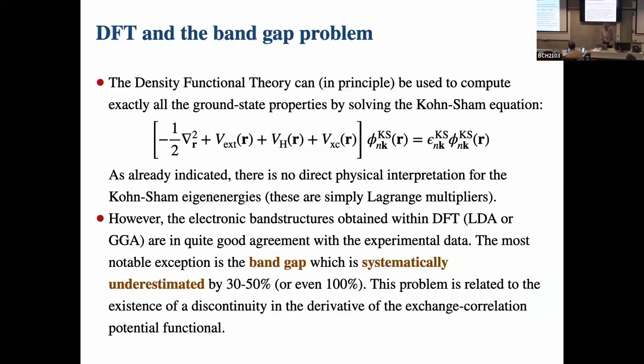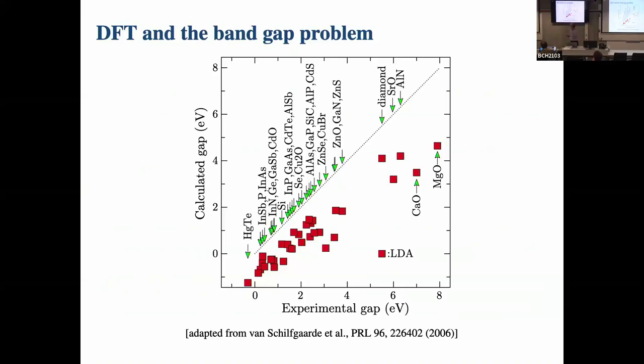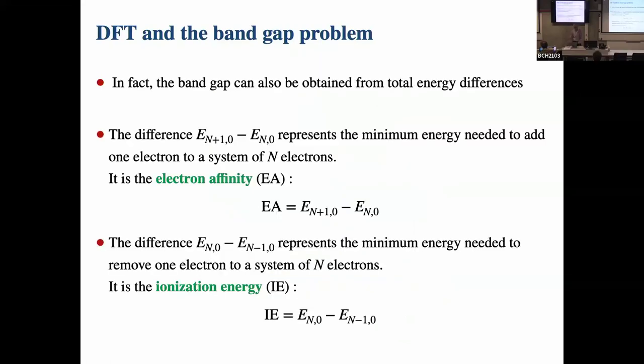And this problem is related to the existence of a discontinuity in the derivative of the exchange correlation potential function. So in practice, if you plot the experimental band gap versus the calculated one, you see that we are systematically underestimating here. And one of the reasons why I guess you are here is about using many-body perturbation theory to go beyond this problem.